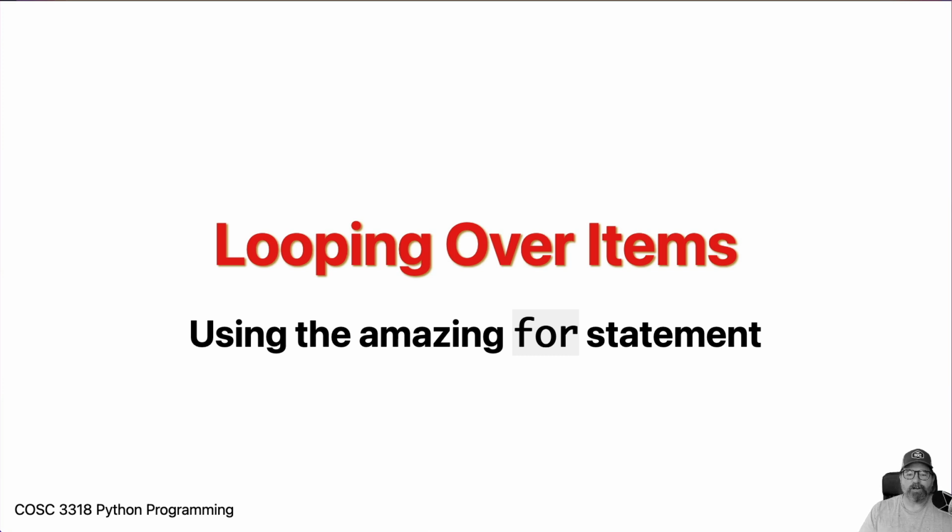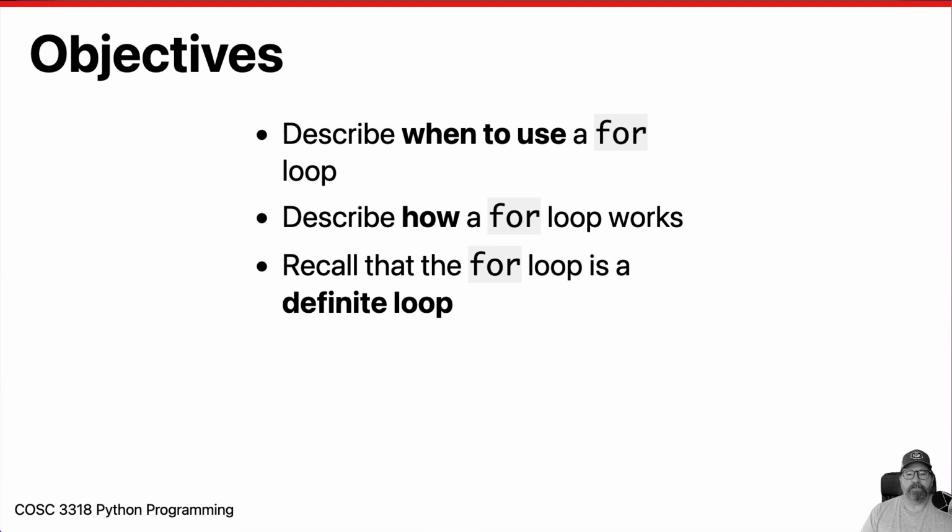Hello and welcome to a lecture on looping over items using the amazing for statement in Python. Our objectives are going to be to describe when to use a for loop and how the for loop works. And then we'll also know that for is a definite loop. Earlier we saw that while is an indefinite loop. It may go on forever. For loops in general are definite loops, which means we know they will definitely stop looping.